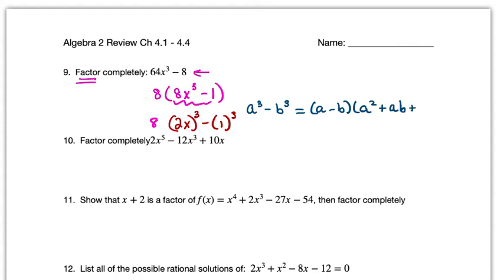Plus AB plus B squared. So here I go now. My factorization is going to be the 8. That's this guy out front. And then my difference of cubes is going to factor this way.